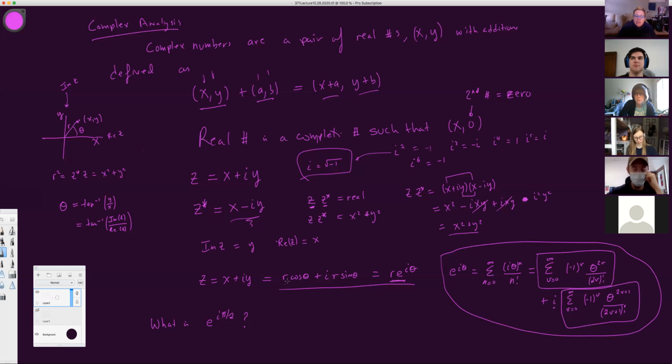Yeah. Okay, so let's use this here. So this is going to be equal to 1 times the cosine of pi over 2 plus i times the sine of pi over 2. What's the cosine of pi over 2? 0. What's the sine of pi over 2? 1. That's right. So it's just i. Okay, one more time now that you saw. What's e to the i pi?